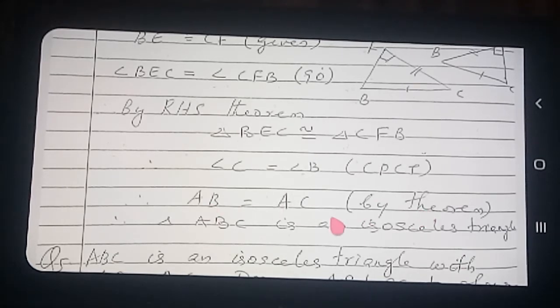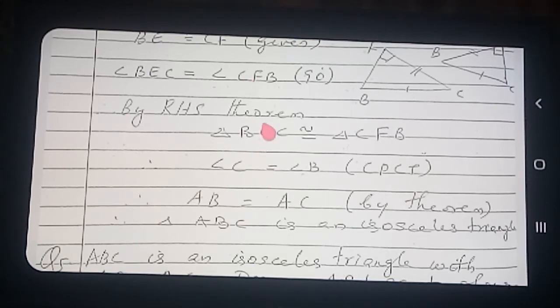What's the meaning? It is an isosceles triangle. Triangle ABC is an isosceles triangle. If any two sides of a triangle are equal, then we call that type of triangle an isosceles triangle. So you got AB and AC equal. So what you can say? Triangle ABC is an isosceles triangle.